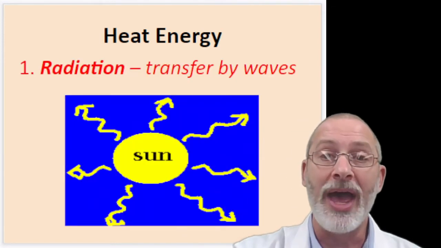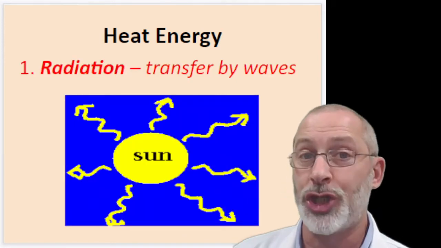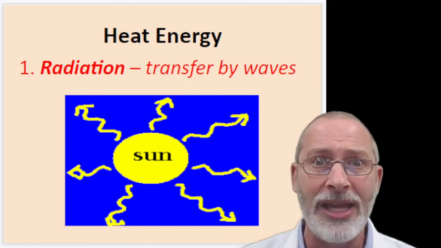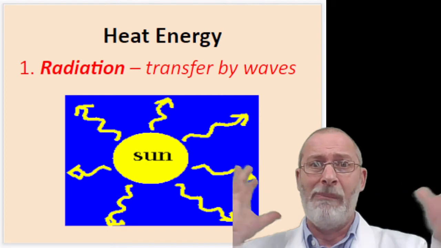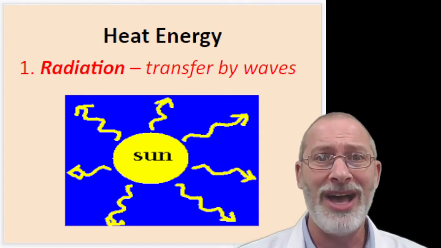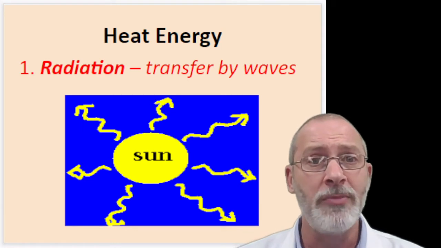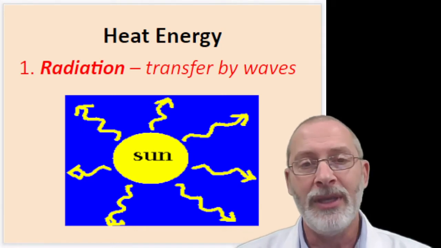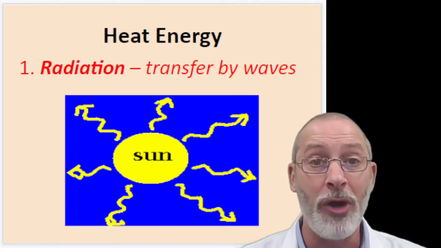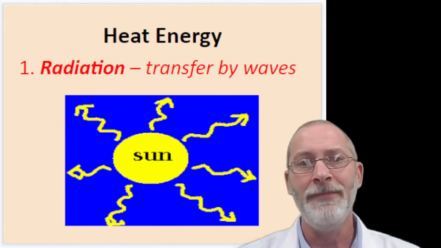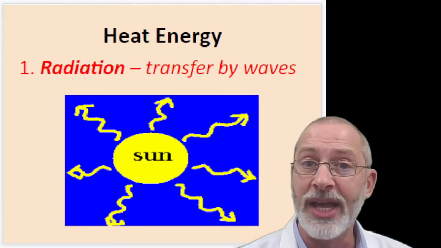The first way is called radiation. Now, I know when many people hear the word radiation, they think immediately, oh, bad stuff. We're going to die of cancer from radiation poisoning. And yes, some forms of radiation are deadly if you are exposed to them, even in small amounts. We'll learn much more about radiation and radioactivity when we get to physical science.